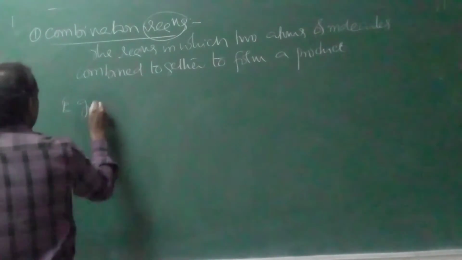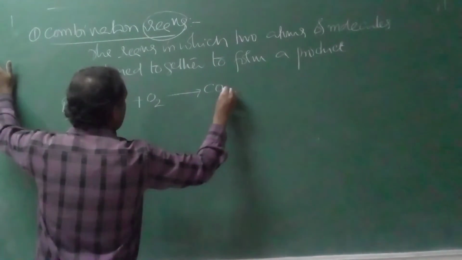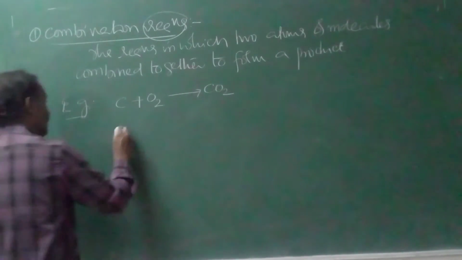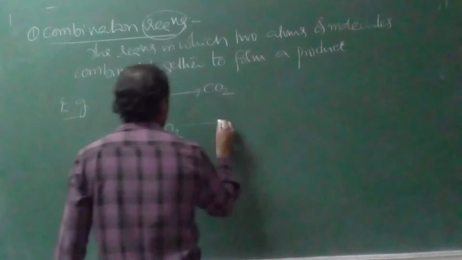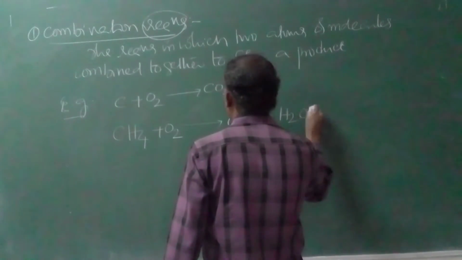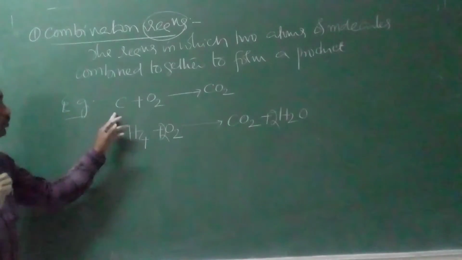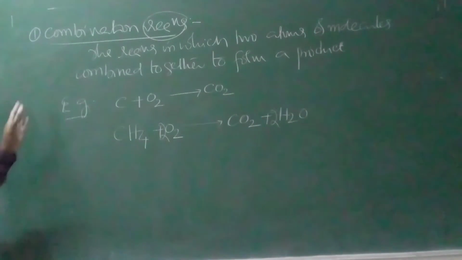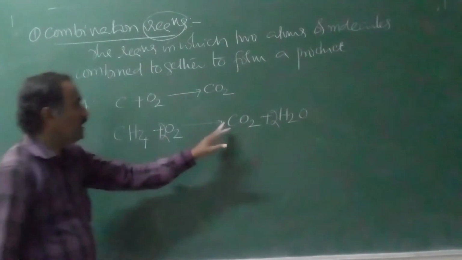Examples: C plus O2 gives rise to CO2. Here, two species are combined to form a product. Similarly, CH4 plus O2 gives rise to CO2 plus H2O. It is also a combination reaction. Why? Two species are combined with each other to form a product. So combination reactions means the reactions in which two atoms or molecules combine together to form products.